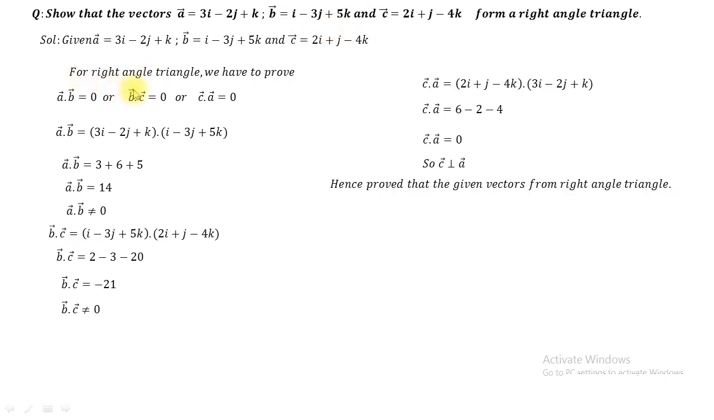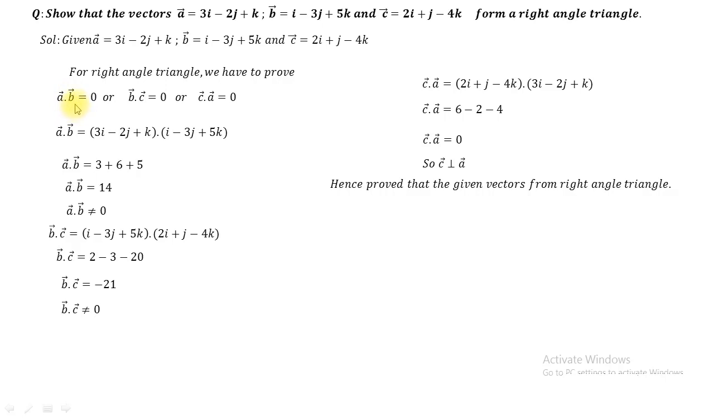For the right angle triangle we have to prove A dot B is equal to 0, or B dot C is equal to 0, or C dot A is equal to 0. Since these three vectors form a right angle triangle, the dot product of some two vectors will be 0, meaning that there is a 90 degree angle between the two vectors, so the triangle will be a right angle triangle.